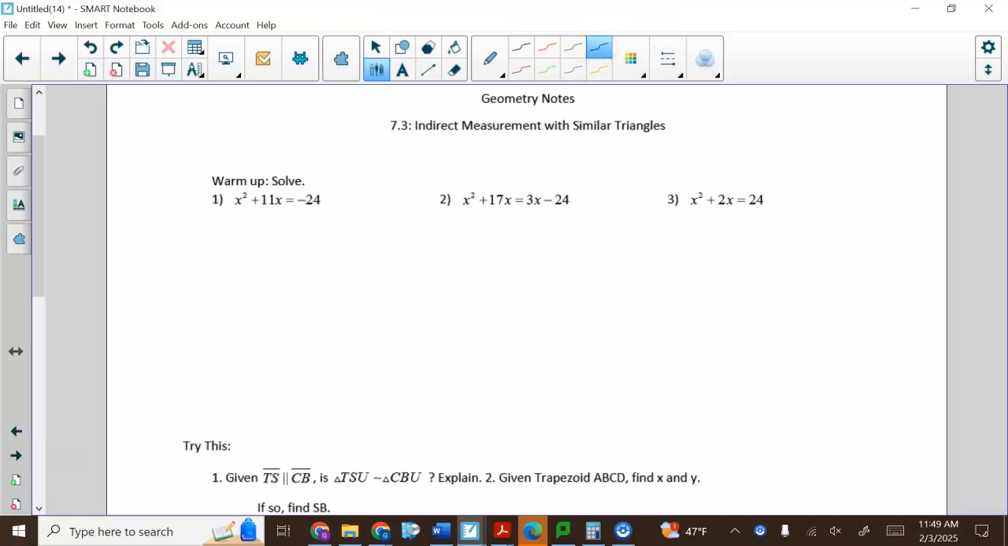Geometry notes 7.3, indirect measurement with similar triangles. All right, go ahead and start on the warm-up problems.